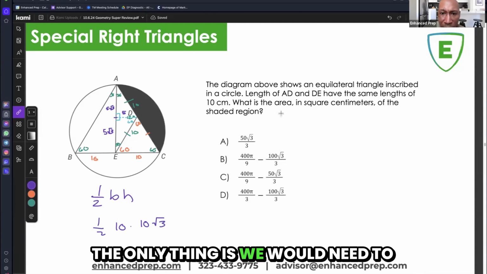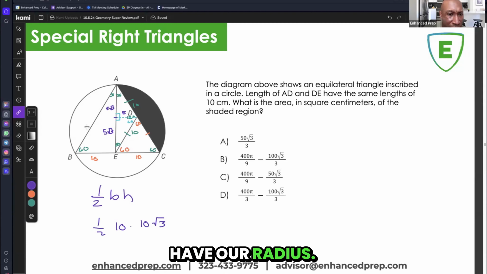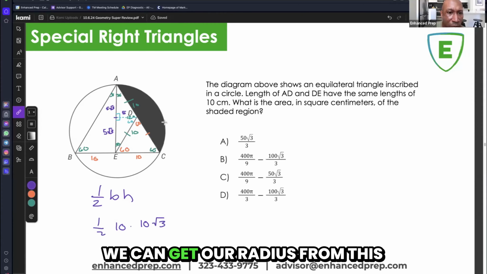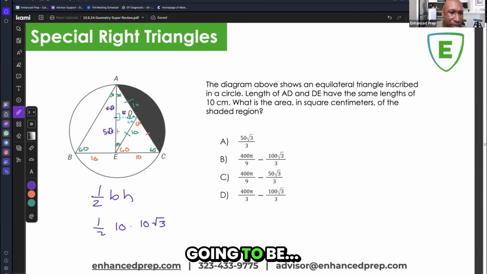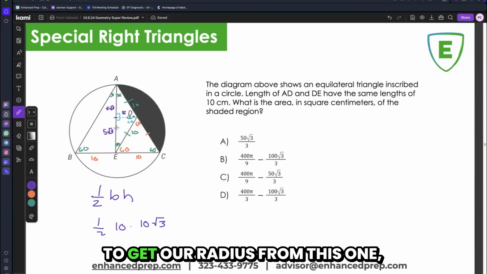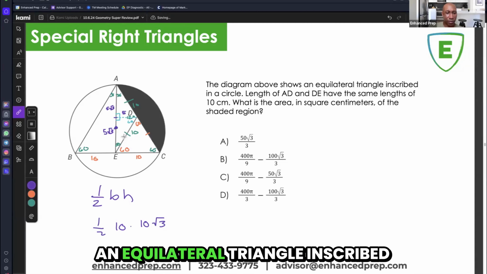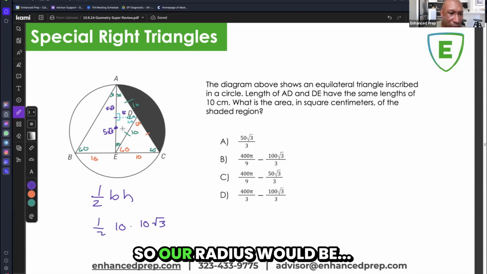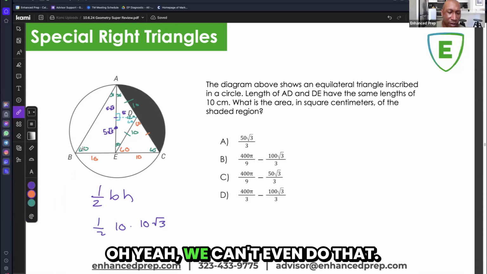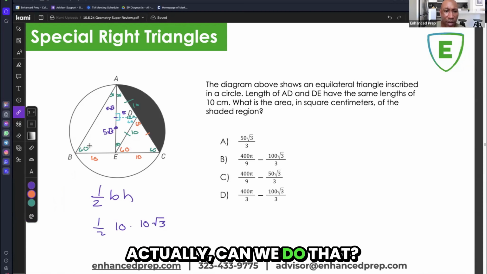The only thing is we would need to have our radius, and I'm not sure if we can get our radius from this one, unless we say that our radius is going to be, yeah, I don't know if we'll be able to get our radius from this one, right? Our radius would be in the middle for this one though, because it's an equilateral triangle inscribed in there. So our radius would be, oh yeah, we can't even do that. Actually, can we do that? I think we can actually.